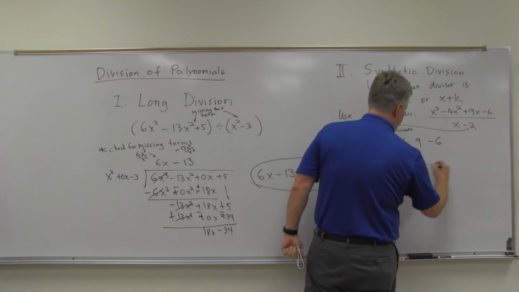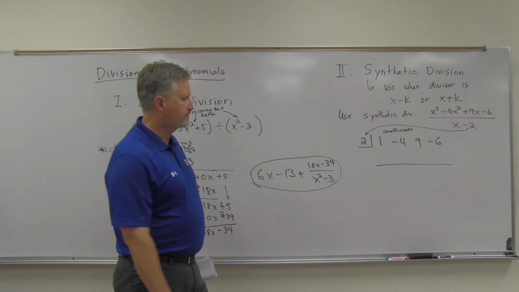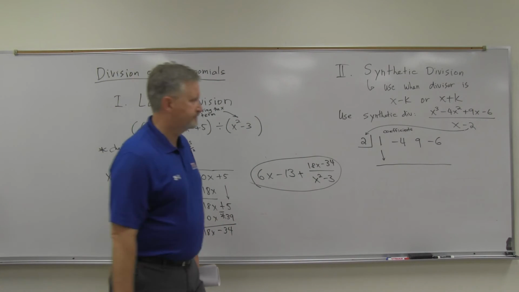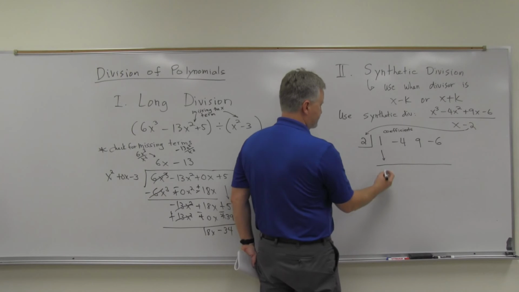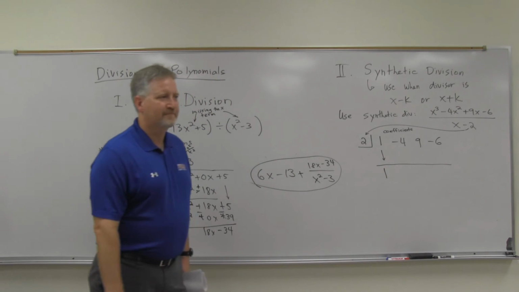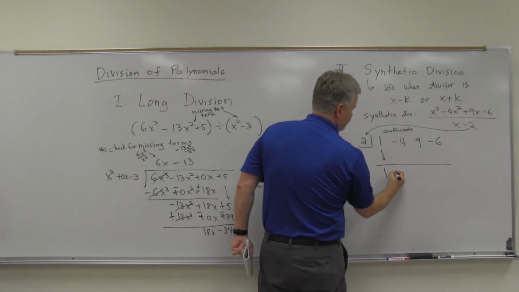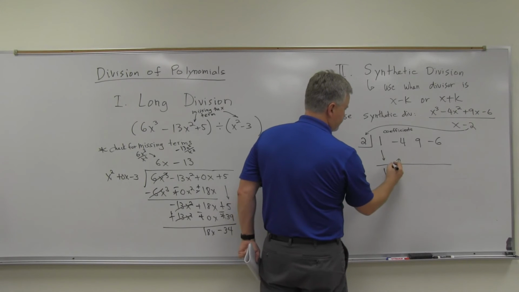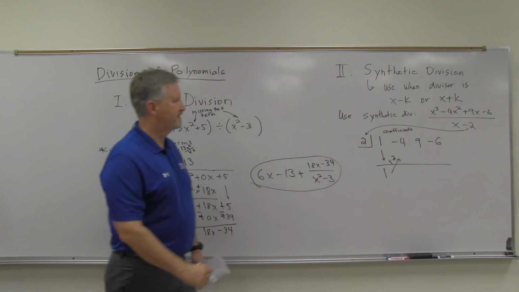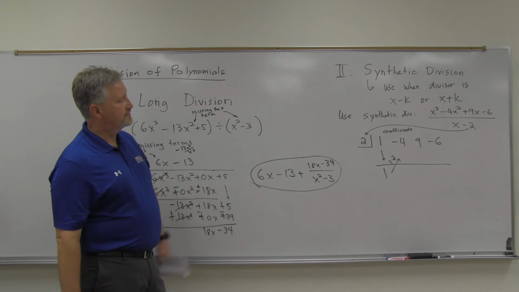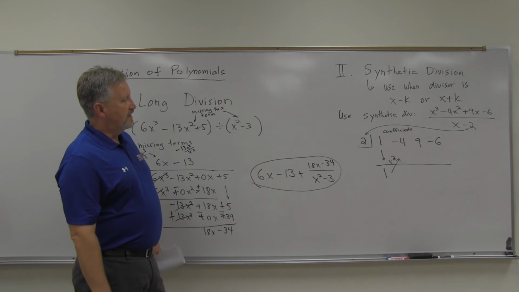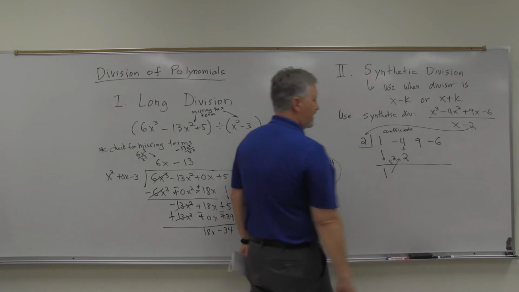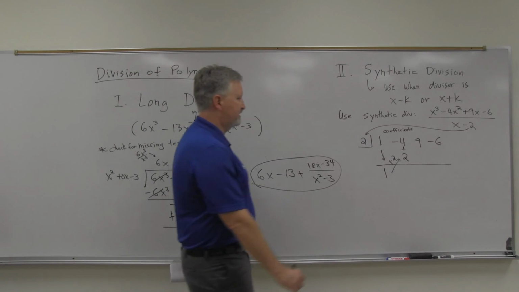Skip a row, draw a line. Here's how this works. First of all, bring down the first number, not inside the backwards L. So just bring that one down. Now I'm going to go up underneath the -4, and what I do is take this number times the number off to the side there, that's +2. And then I add those two together. -4 plus 2 is -2.